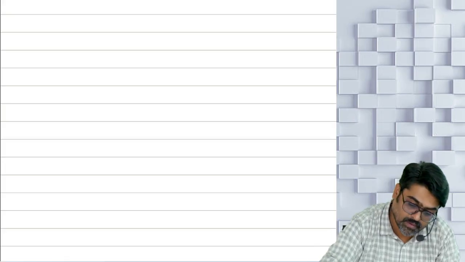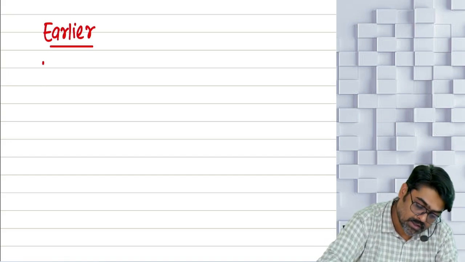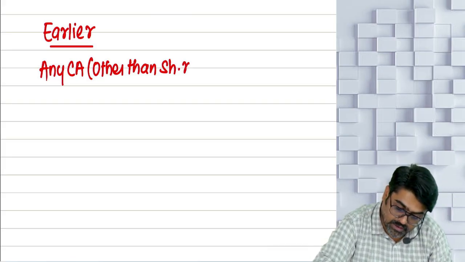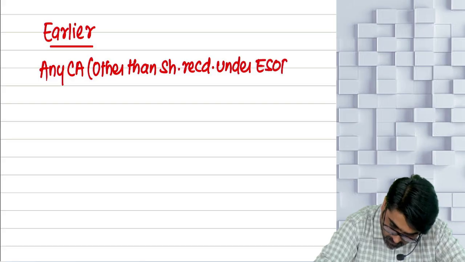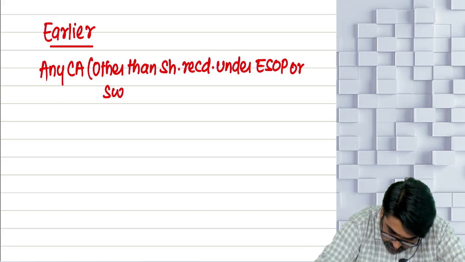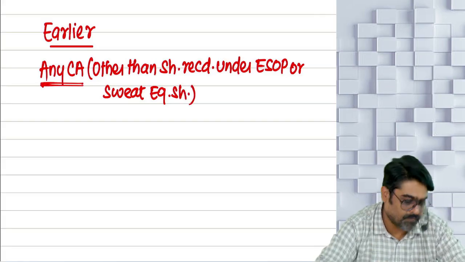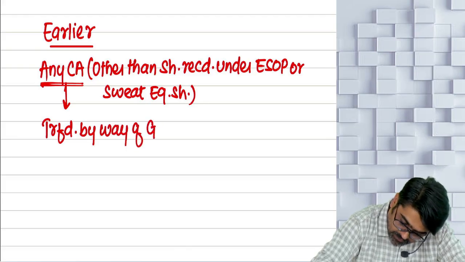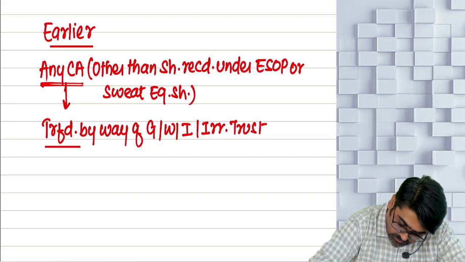So what was happening earlier? I am telling you the old scenario. Earlier, any capital asset other than shares received under ESOP or sweat equity shares, I am talking about any capital asset other than these shares, if these capital assets are transferred by way of gift, will, inheritance or irrevocable trust, then this transfer was what?